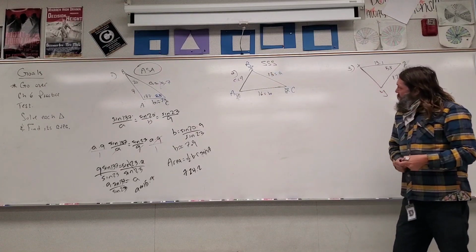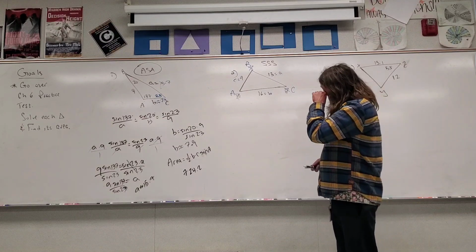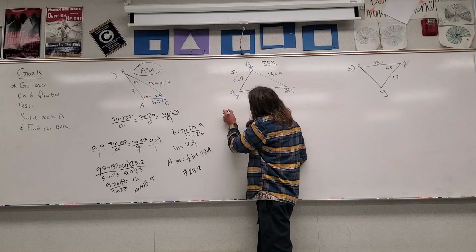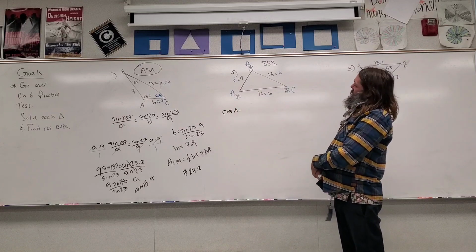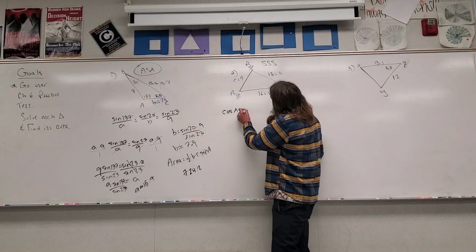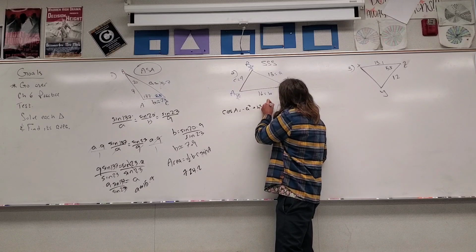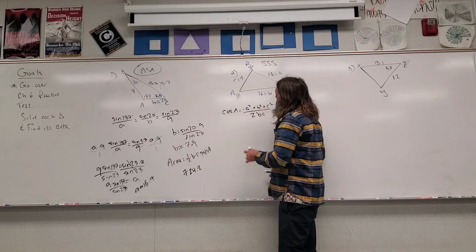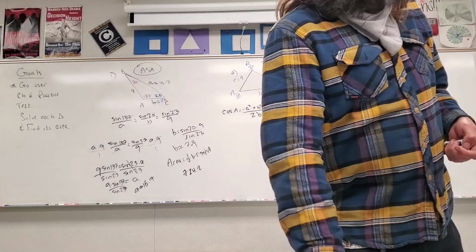All right, and I need to find an angle measure, so I have to use the law of cosines. So it's cosine of A is equal to negative A squared plus B squared plus C squared divided by 2BC. All right. But because I'm finding an angle, remember we have to do the second function, right?